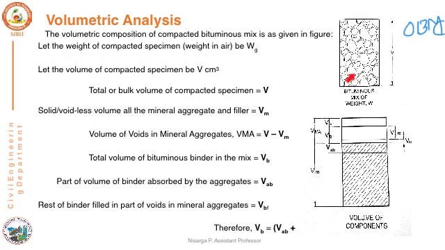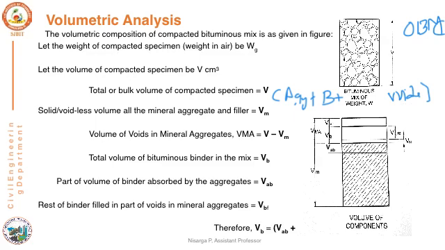Let the weight of the compacted specimen be W grams, and the volume of the compacted specimen be V, and this V is nothing but the total bulk volume of the compacted specimen. When I talk about the bulk volume, this consists of the volume of aggregates plus the volume of bitumen, and also the voids that exist in the bituminous mix. All these constitute the total volume or bulk volume of the compacted specimen.